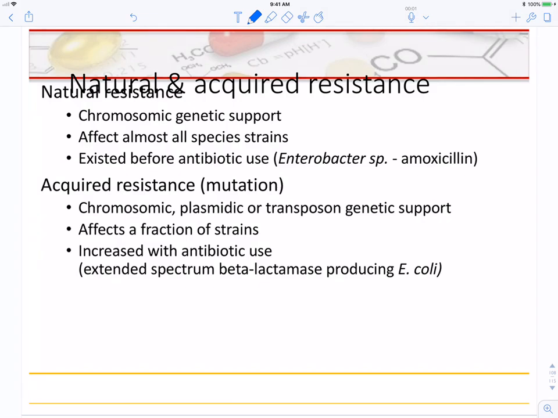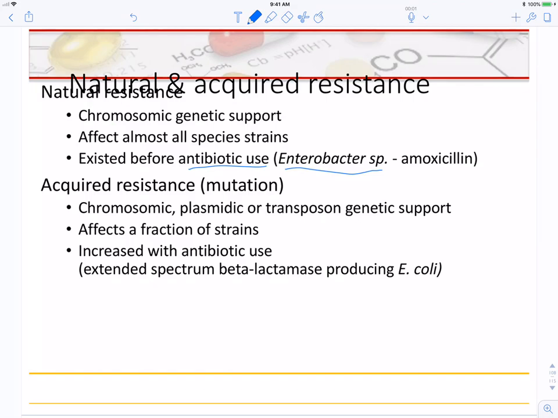So natural resistance happens when there is a particular gene at a chromosomal level that somehow counteracts the action of the drug. This affects almost all strains of a species, and this existed even before antibiotics were used, or at least used in practice. And so, for example, some bacterial species are resistant to amoxicillin.